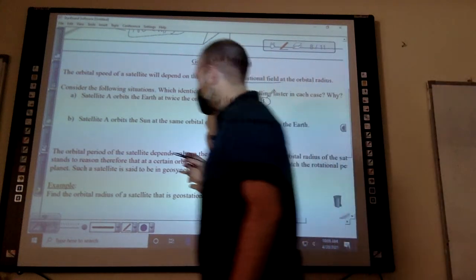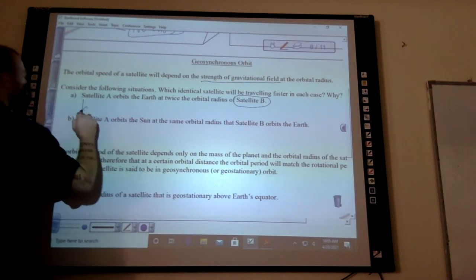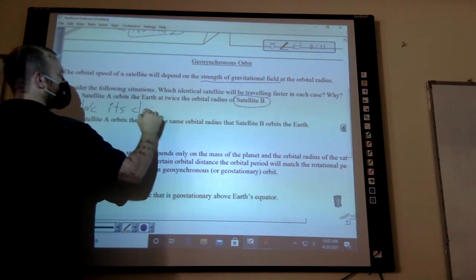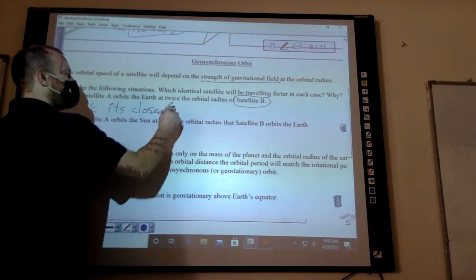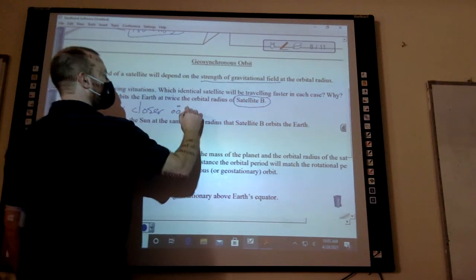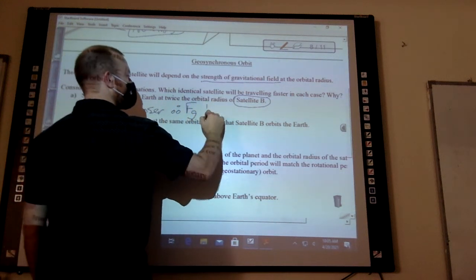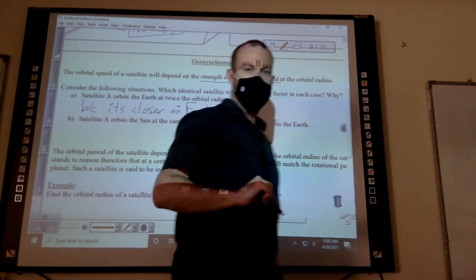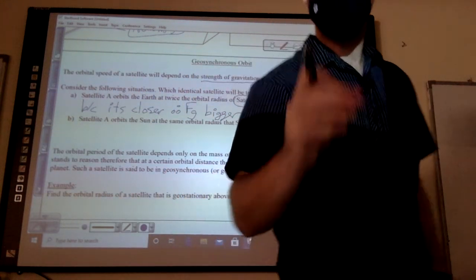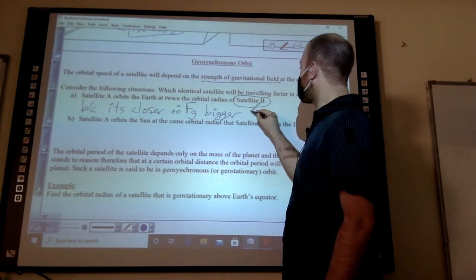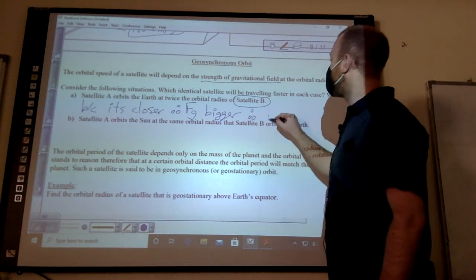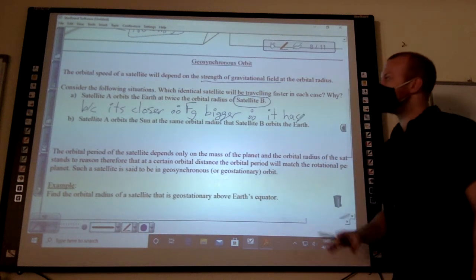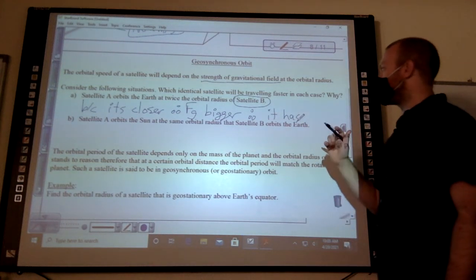So why does this one work? Well, because it's closer, FG is bigger. And because FG is bigger, it has to move faster. If it doesn't move faster, its orbit will decay.